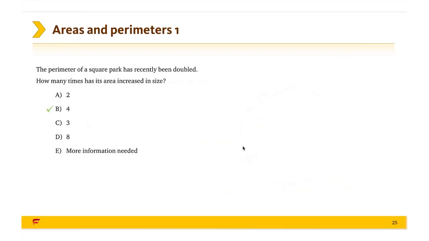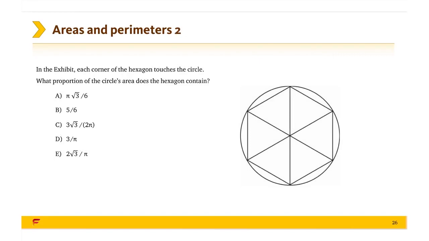The answer is B. In this exercise, we have a hexagon and a circle. The hexagon is drawn inside the circle and it touches the circle. So we just need to compare the areas of the hexagon and the circle. So let's say that the radius is R and the hexagon contains 6 triangles with the same sides. So that would be R, that would be R, that would be R, etc.